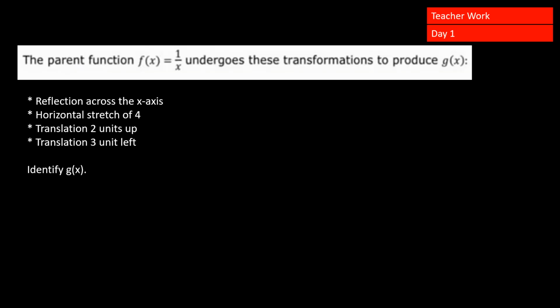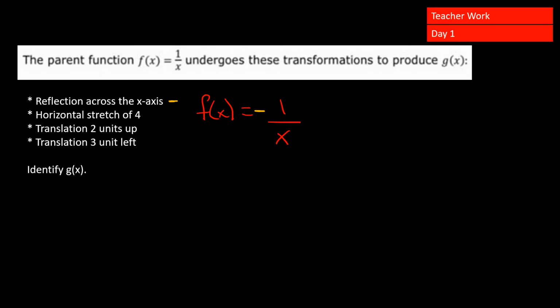All right, so let's discuss transformations. The parent function f of x equals 1 over x undergoes these transformations to produce g of x. So if I have f of x equals 1 over x, the first thing I want to do is have a reflection across the x-axis. Anytime we have a reflection, we know that we're immediately going to make this function negative. A horizontal stretch of 4.